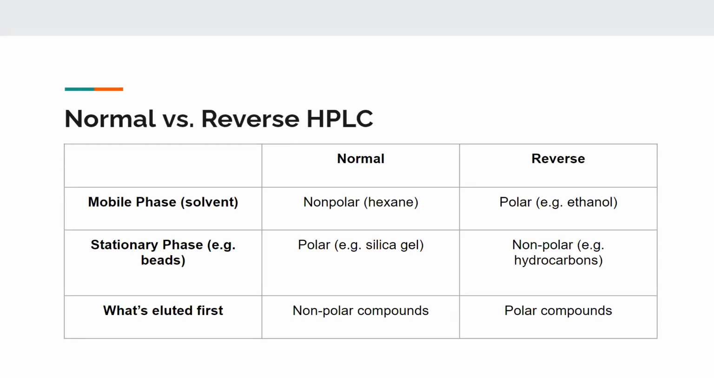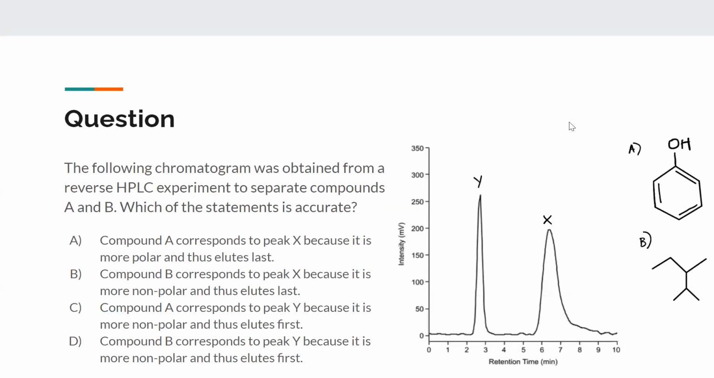It's easy to distinguish between the two. You just have to remember what is eluted first. So for normal HPLC, nonpolar compounds are eluted first because it follows the mnemonic, and reverse would be the opposite, as the name entails. All right, next slide, please. Okay, another question for you guys.